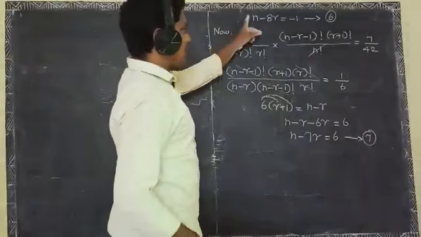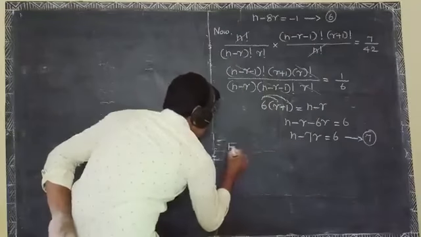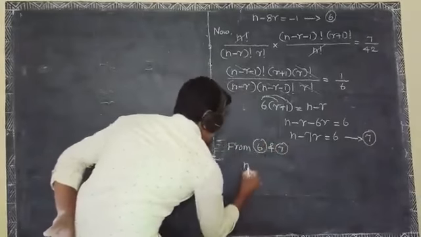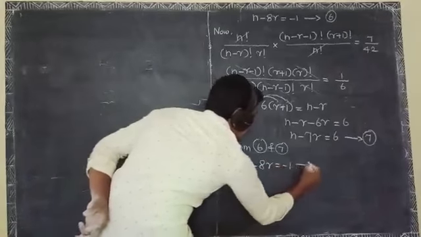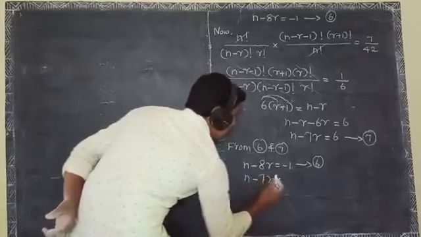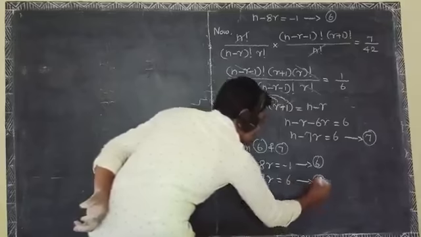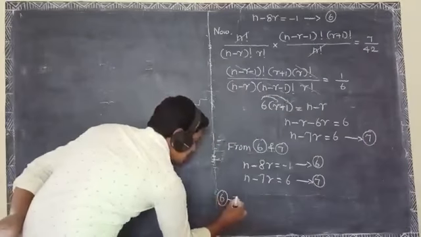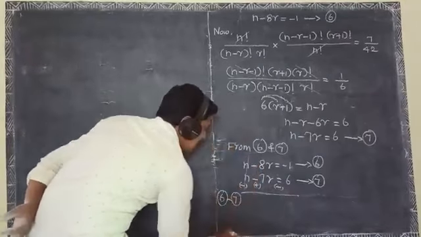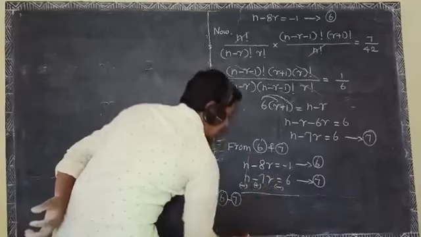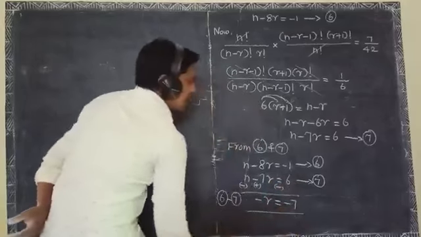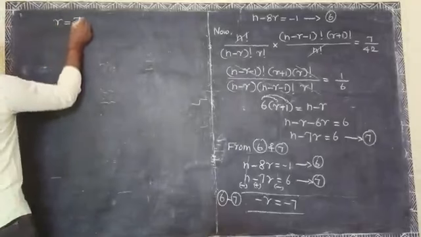Now using equations 6 and 7. Equation 6 is n minus 8r equals minus 1, and equation 7 is n minus 7r equals 6. Subtracting equation 7 from equation 6, n minus n cancels, minus 8r plus 7r is minus r, which is equal to minus 1 minus 6, that is minus 7. Both side minus signs cancel, then the result is r equals 7.